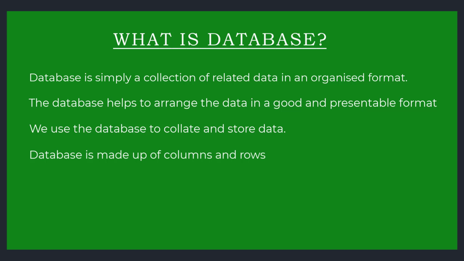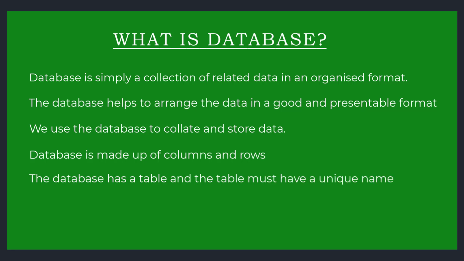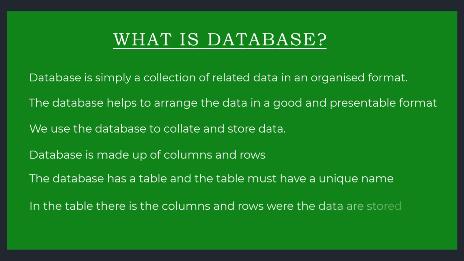Now in a database system, we have what we call tables. A table has its own unique name. Whenever you are using the database, we must create a table, and the table consists of columns and rows. So it's inside that table that you choose how many columns you want on that particular table, and you start defining the names of the columns. So that's what a table is all about.